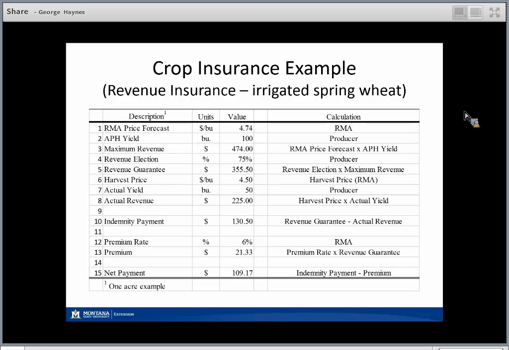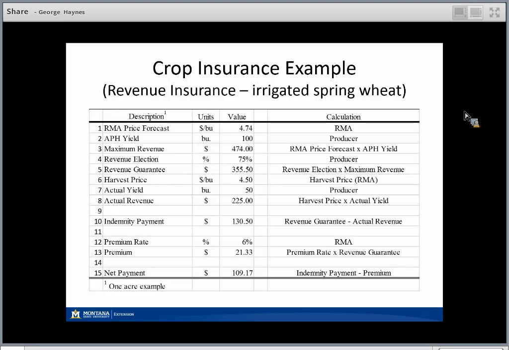And the APH yields 100 bushel to the acre. This is all going to be based on farm records, by the way. You don't just pick these out of the hat. They're just based on your own records on the farm. So your expected maximum revenue is going to be the $4.74 times the 100 bushel to the acre. So you're going to get $474 per acre.